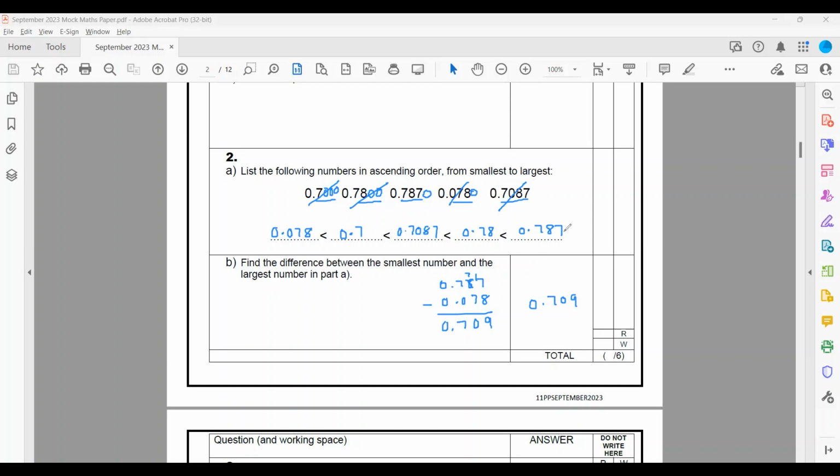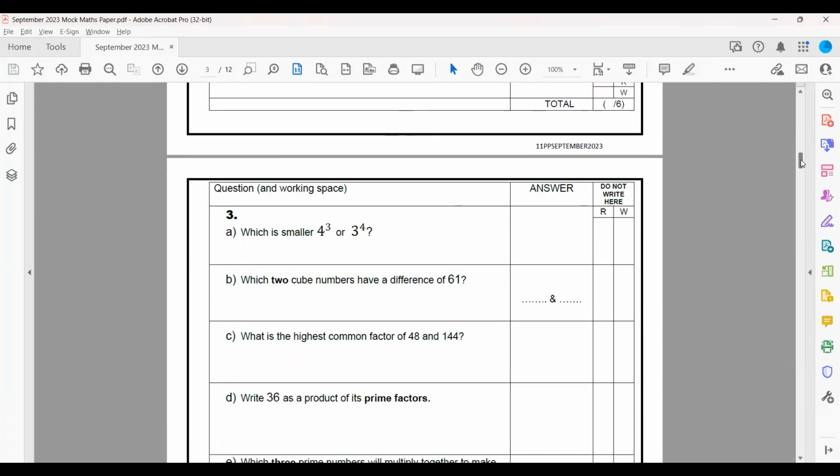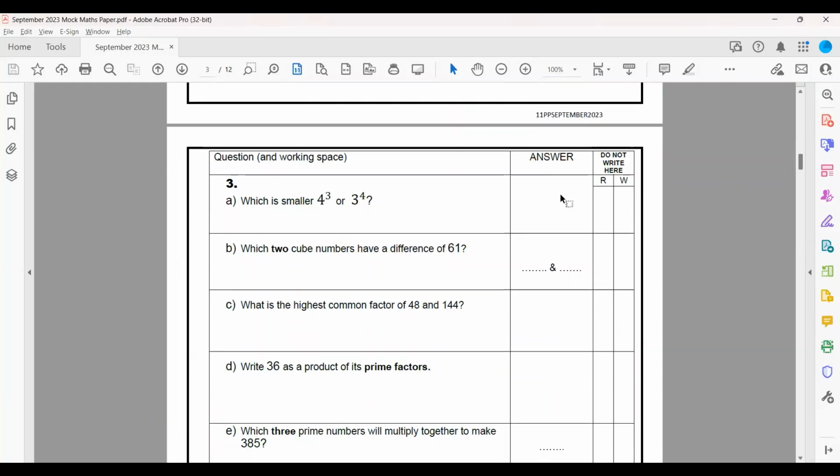Now, obviously, this answer here is dependent on you getting part A correct. So just be very, very careful that you've done that. So going down now to question three. Question three is dealing with indices, factors, cube and prime numbers. So looking at the first one, which is smaller, this is important. Make sure you underline or remember what you're looking for.